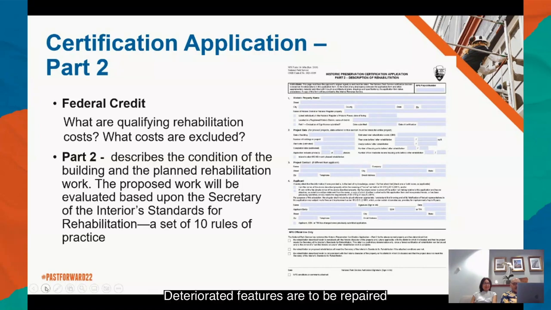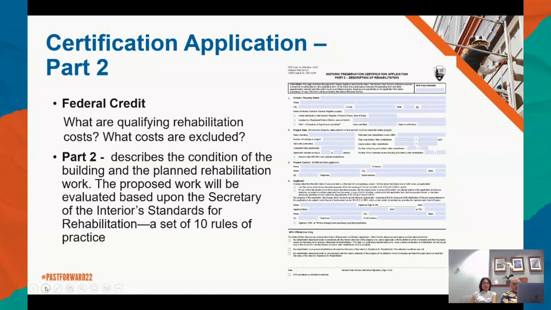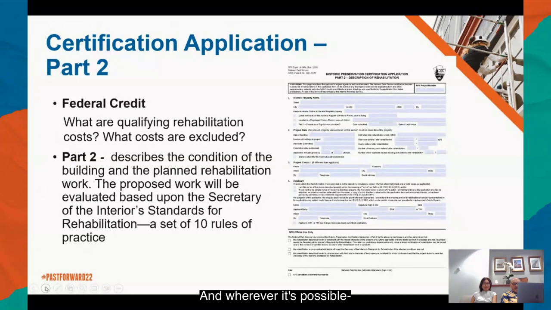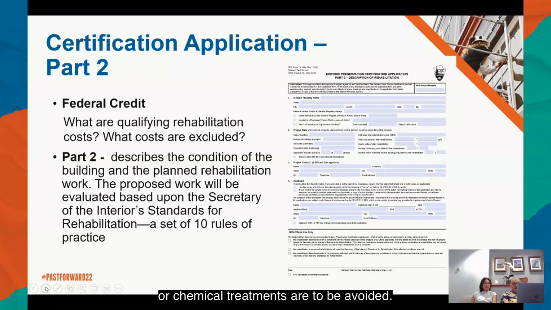Deteriorated features are to be repaired rather than replaced. Where the deterioration is so bad that they can't be, there's a very strong preference that they be replaced with features that match the original design, the color, texture, and other qualities of it, and wherever it's possible, to do so using the same materials. Cleaning of historic features using physical or chemical treatments is to be avoided. You don't sandblast brick, for example.